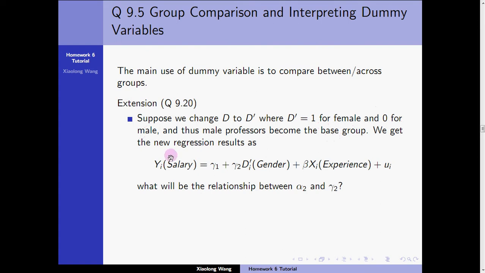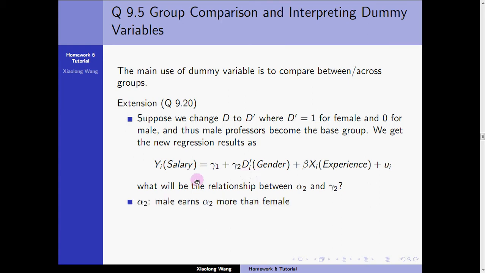And then we run a regression of y on d prime and xi. So here we get a new coefficient gamma 2. In this case, gamma 2 measures the difference between the comparison group and the base group, but we are comparing the female group with the male group.